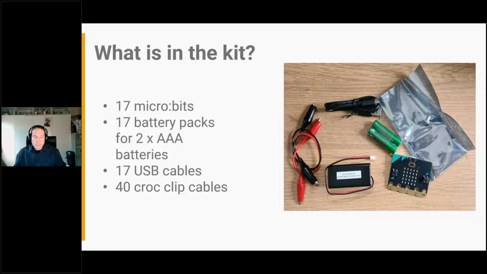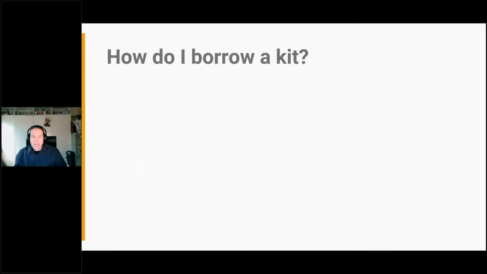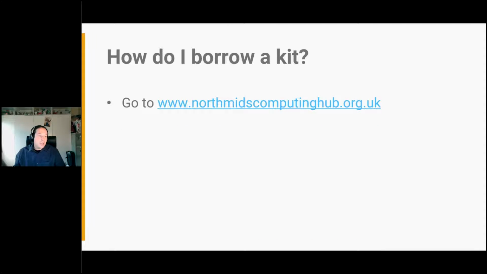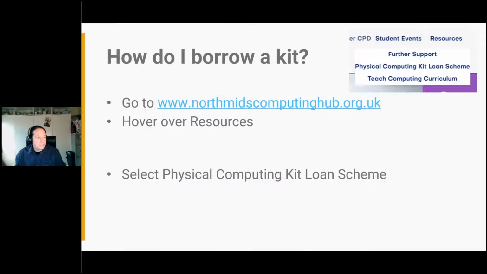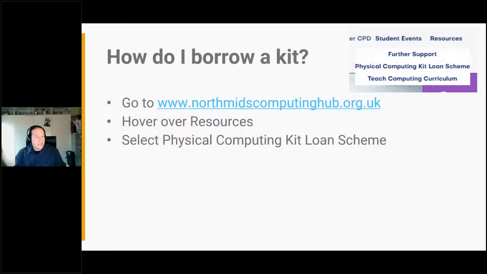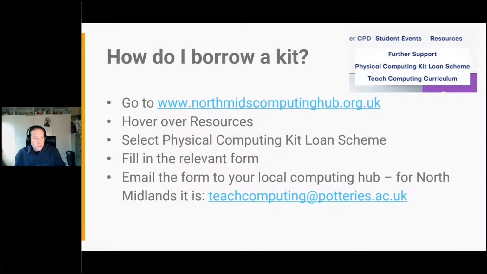So if these kits are something that you're interested in, how do you go about borrowing them? Well, you can borrow them, as I said, from your local hub. So for us in the North Midlands, you'd go to the North Midlands website. You'd hover over the resources section at the top, and you'll see that we've got a physical computing kit loan scheme link. You select that, and then you just click the relevant button to fill in the form. And you email that to your local computing hub.